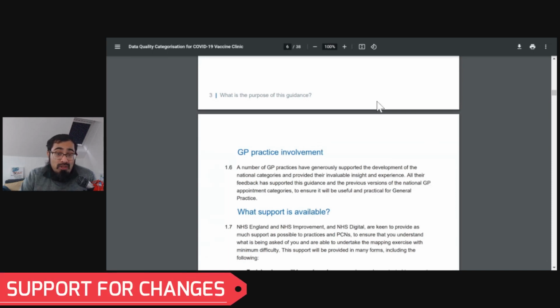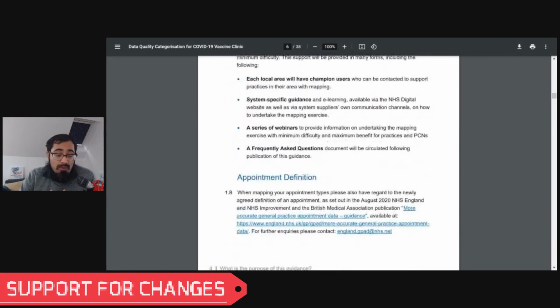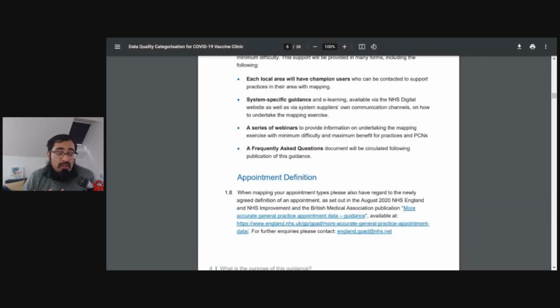In terms of support, they do outline the various different pieces of support that will be made available. So apparently each area will have a local champion user. I'm guessing someone might be knocking on my door to do this, but yeah, not going to happen, I'm afraid. This is my contribution to the efforts.